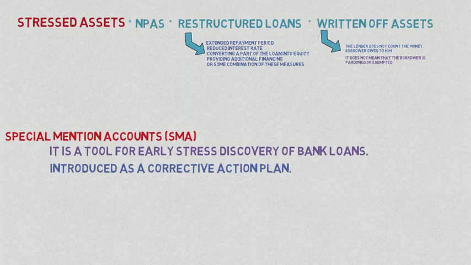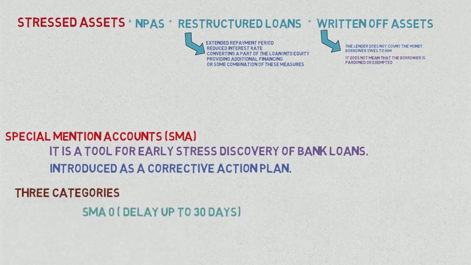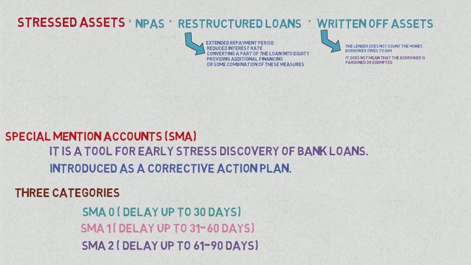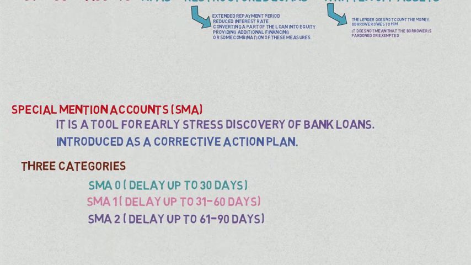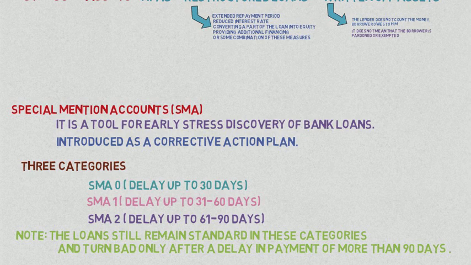Accordingly, banks should identify potential stress in the account by creating a new subset category called special mention accounts. According to the stress level, such loans are categorized into three categories. SMA 0, that is delay up to 30 days. SMA 1, whose delay is 31 to 60 days. SMA 2, delay of 61 to 90 days. Please note that the loan still remains standard even in these categories and turns bad only after a delay in payment of more than 90 days.